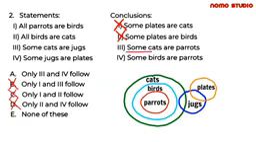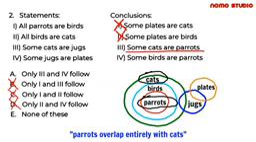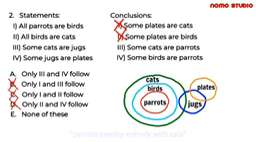Conclusion 3. Some cats are parrots. Does these two overlap in the diagram? Yes, it does, since all parrots are cats, as you can see in this diagram. Meaning, conclusion 3 follows the given statements.